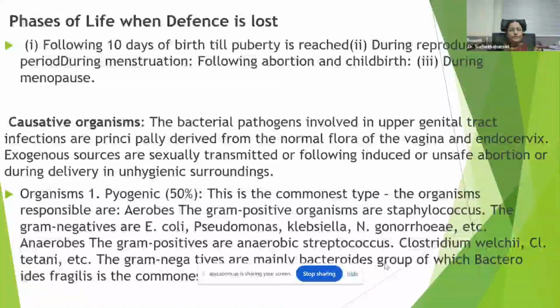The organisms we can see are, first, the pyogenic organisms, which are gram-positive organisms like Staphylococcus, and gram-negative organisms like E. coli, Pseudomonas, gonococcus, etc. And also anaerobes. The gram-positive are the anaerobic Streptococcus or Clostridium welchii, and the gram-negative are mainly the Bacteroides group, of which Bacteroides fragilis is the most common.